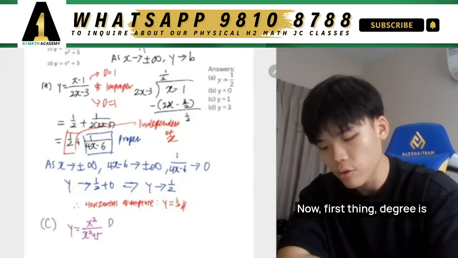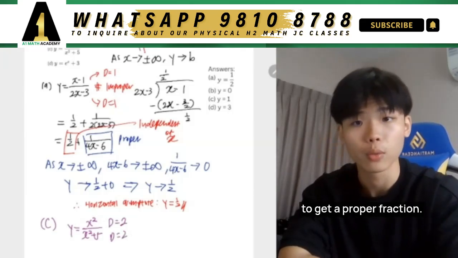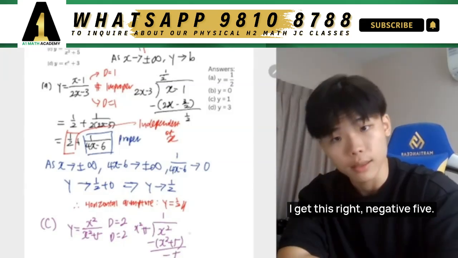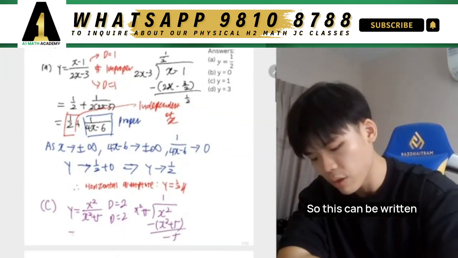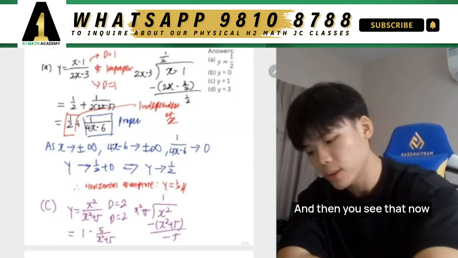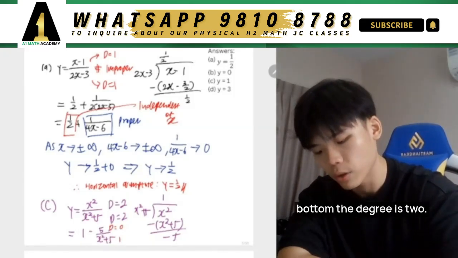Now, first thing, the degree is 2. I need to do long division to be able to get a proper fraction. So x squared plus 5, divide, I get this, right? Negative 5. So this can be written as 1 minus 5 over x squared plus 5. And now I have a proper fraction over here, because the degree of the top is 0 and the degree of the bottom is 2.